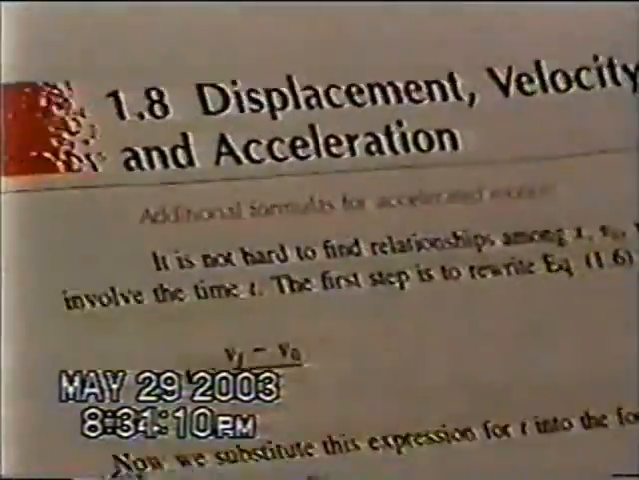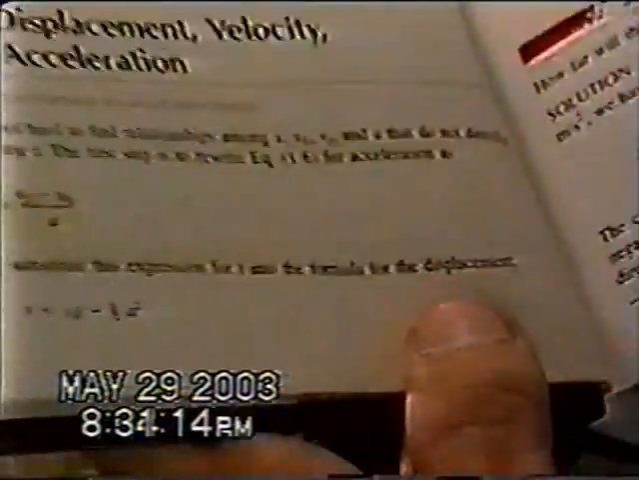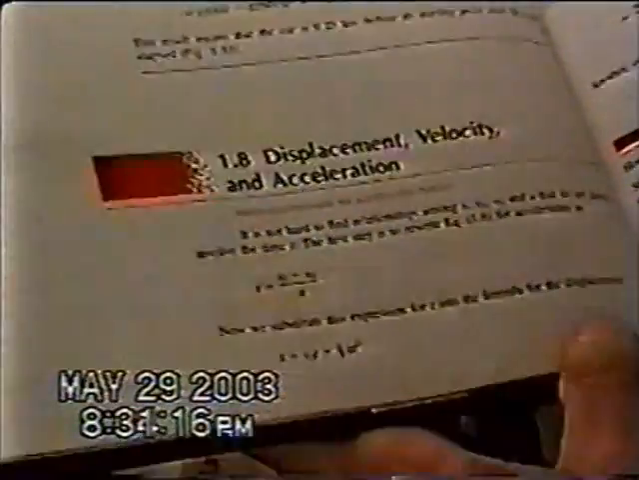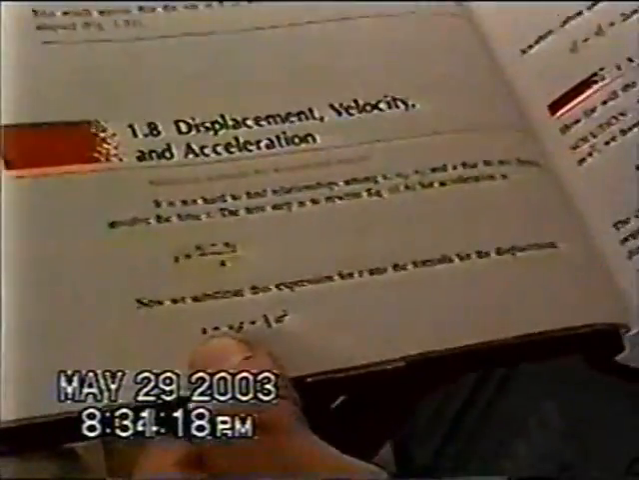All this section has to do with is more formulas for motion. The first one is to find the time. The time equals the final velocity minus the original velocity over the acceleration. And another one is for displacement, which is the distance equals the original velocity times the time plus 1/2 acceleration times the time squared.